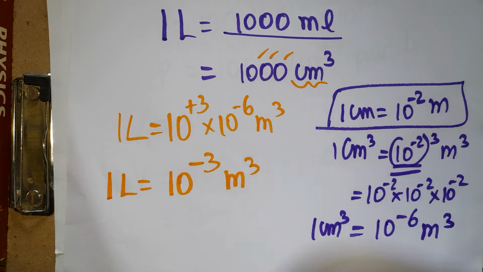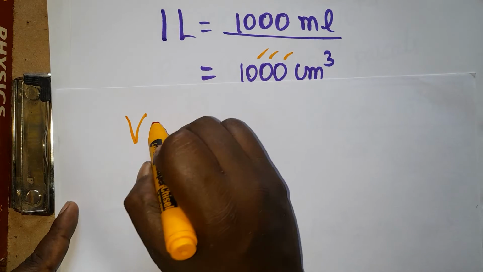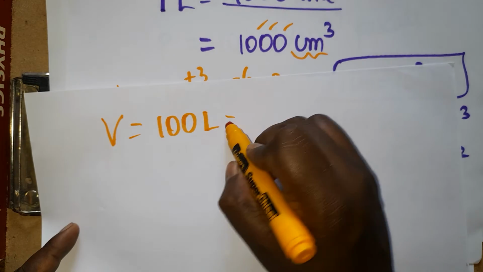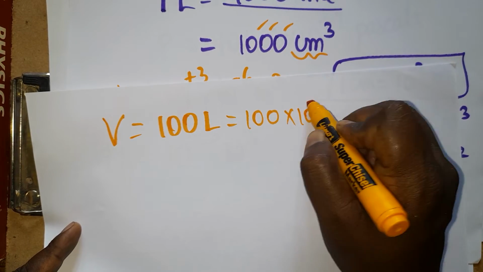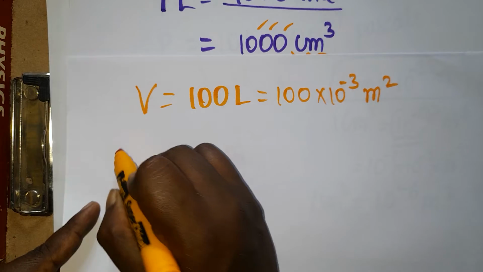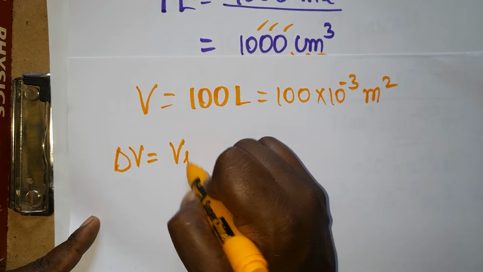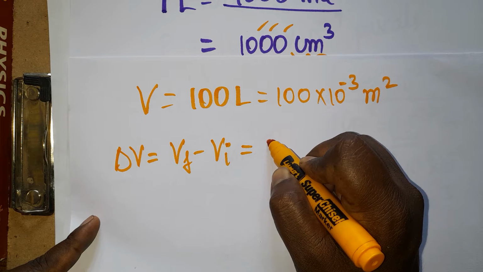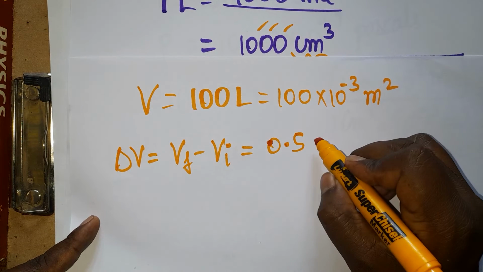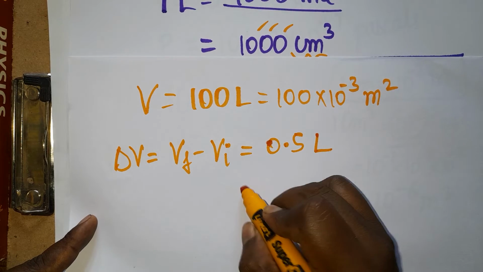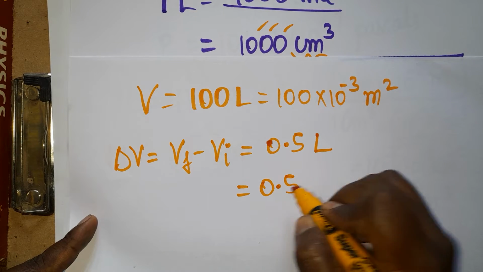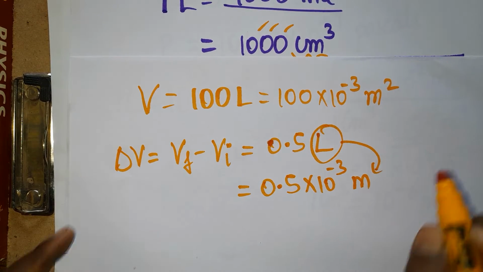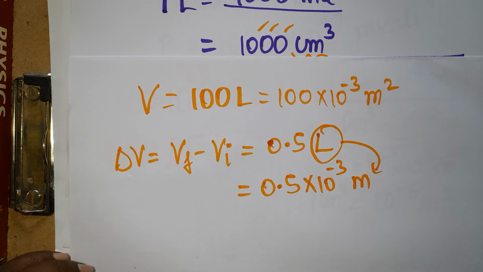Now the initial volume is 100 liters. 1 liter is how much meter cube? 10 power minus 3 meter cube. So 100 into 10 power minus 3 meter cube. What is the change in volume? Final volume minus initial volume: 100.5 minus 100 is 0.5 liters. So 0.5 liter is 0.5 into 10 power minus 3 meter cube. To convert liter to meter cube, you include 10 power minus 3. It's a very simple formula.